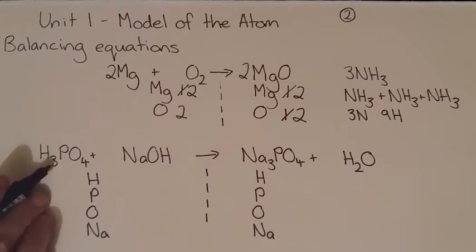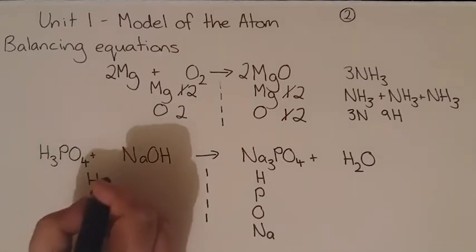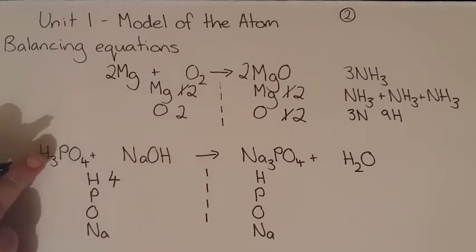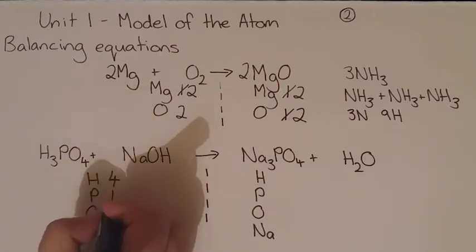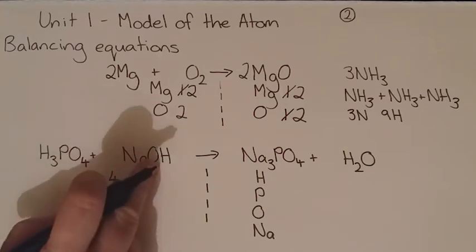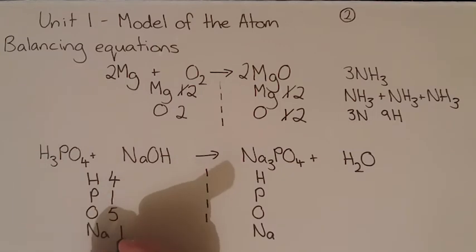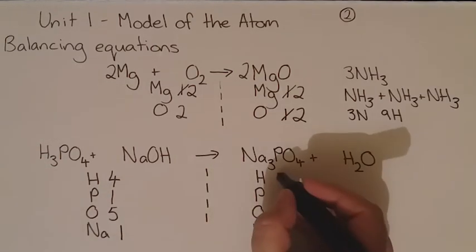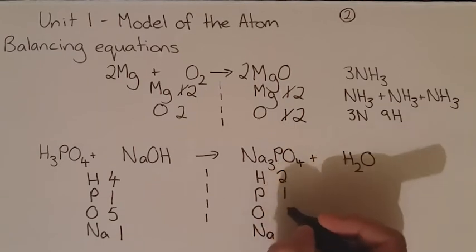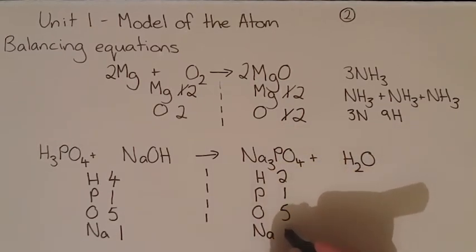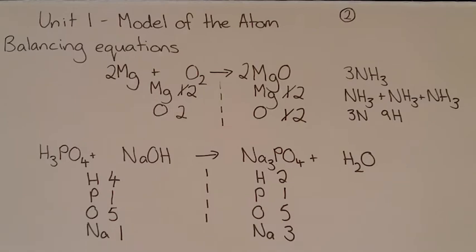So therefore, we've got 3 hydrogens here plus 1 gives us 4. We've got 1 phosphorus. We've got 4 oxygens there and 1 there, gives us 5. And we've got 1 sodium. On this side of the equation, we've got 2, 1, 5 and 3. At the moment, the phosphorus and the oxygen are balanced, so it's entirely up to us whether we decide to balance the hydrogens first or the sodiums.